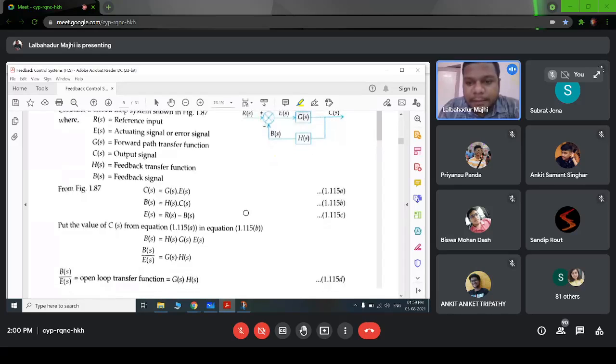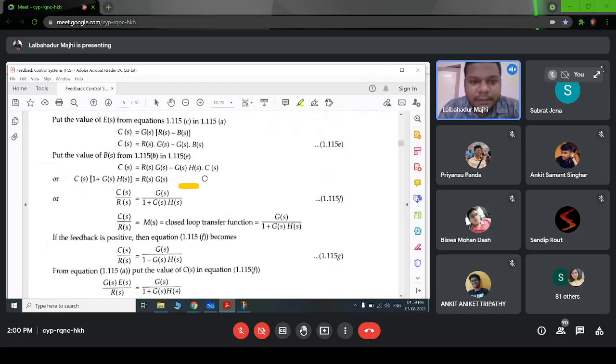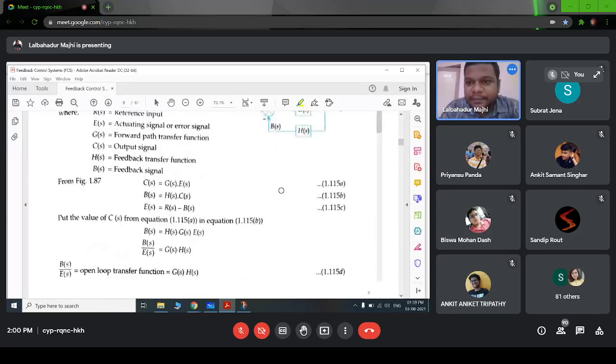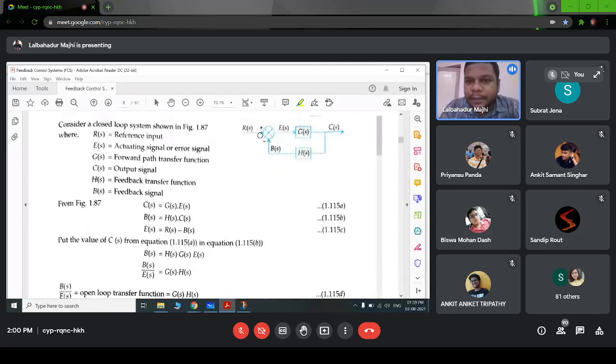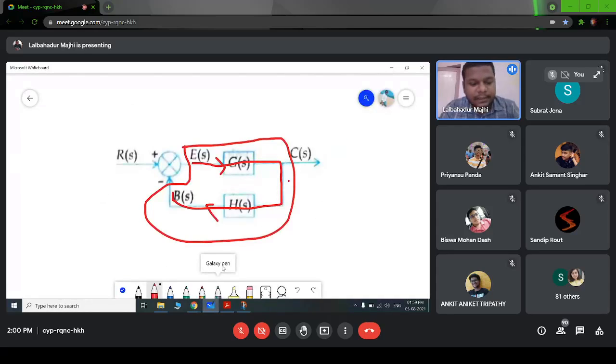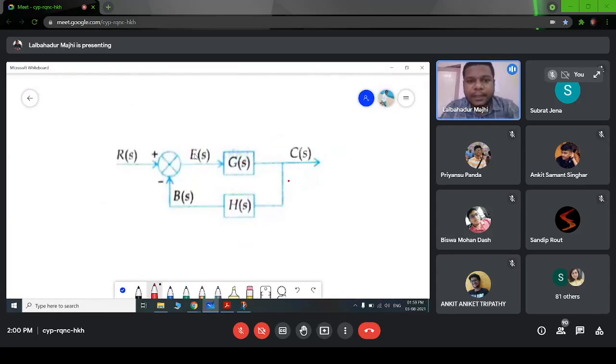Similarly, if we manipulate the equations, we will get the closed loop. Just go through these equations, just simple mathematics. So we will get the closed loop transfer function to be this one, because in this diagram, if we consider the whole diagram, then we have this closed loop path because we have a feedback path here and a summing point here. So this is a closed loop system.